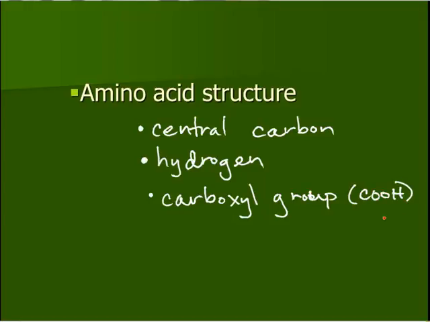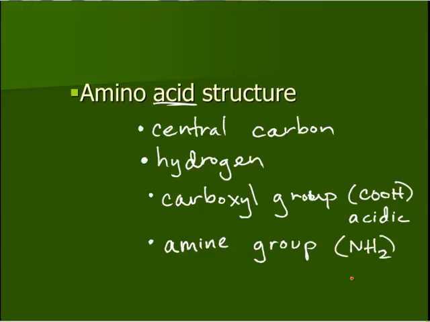And those COOH groups make things acidic. So that's where it gets the name acid as an amino acid. And then there's an amine group. That's why we refer to these as amino acids. Amine groups are a nitrogen with 2 hydrogens attached, an NH2. And then lastly, you have a functional group.